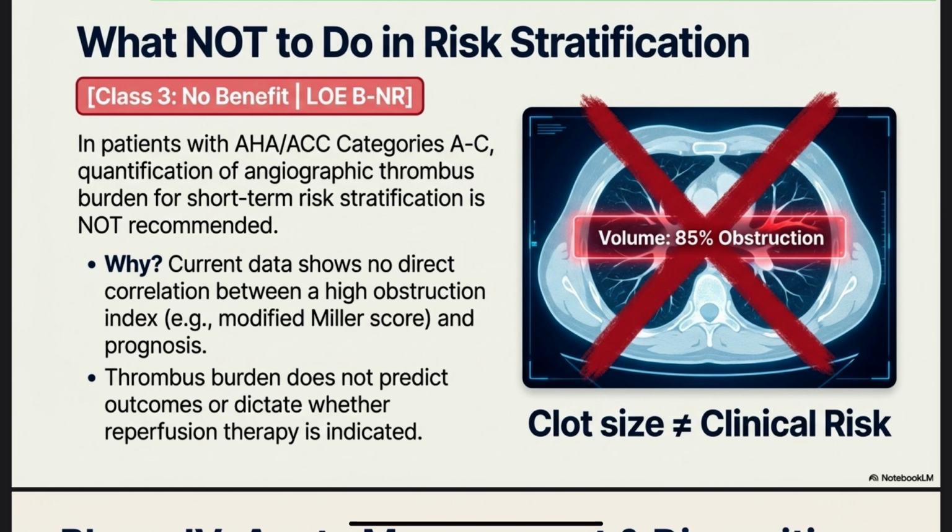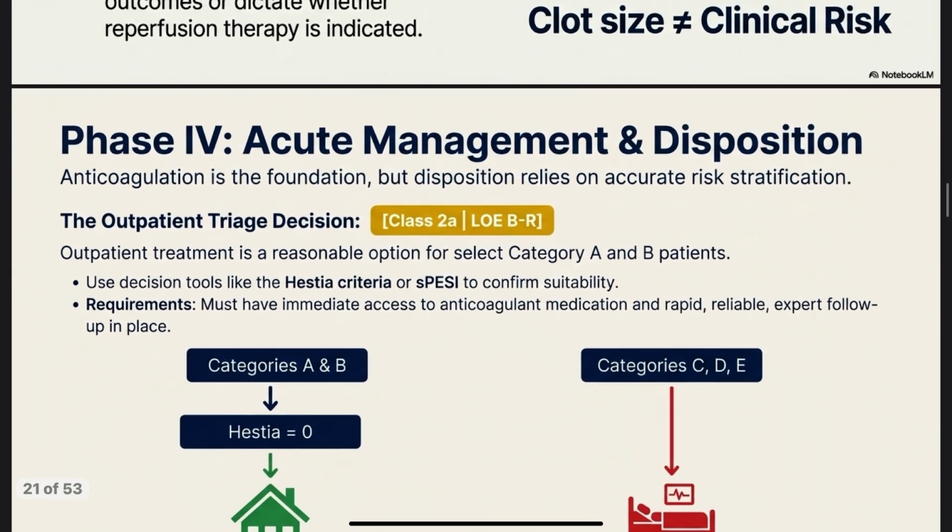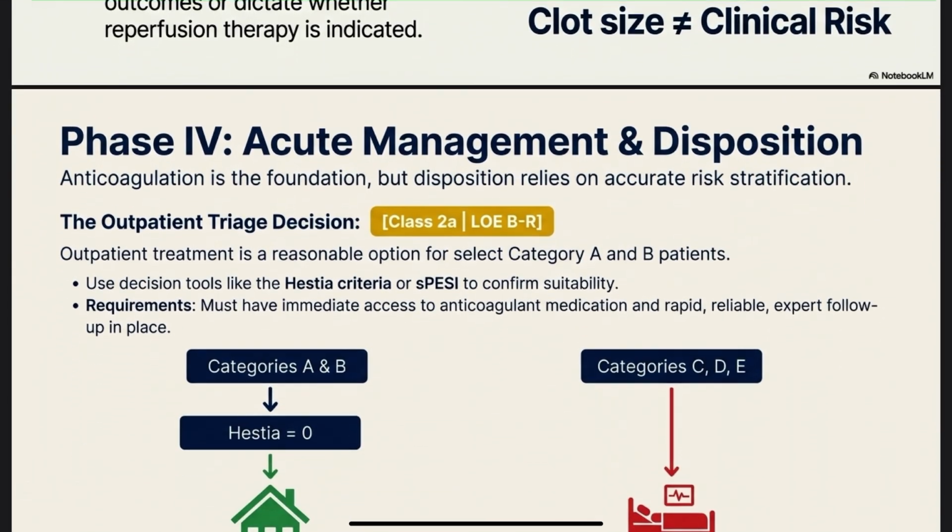And very important, this stratification is based only on these factors which were discussed now. Never on the size of the clot. Before there was something called the modified Miller score, which tells the obstruction index based on the site of the clot. But now, absolutely, the thrombus size is not a factor at all. Now we have so many factors to decide that thrombus burden does not predict the outcome. And also, it will not tell you about the reperfusion therapy.